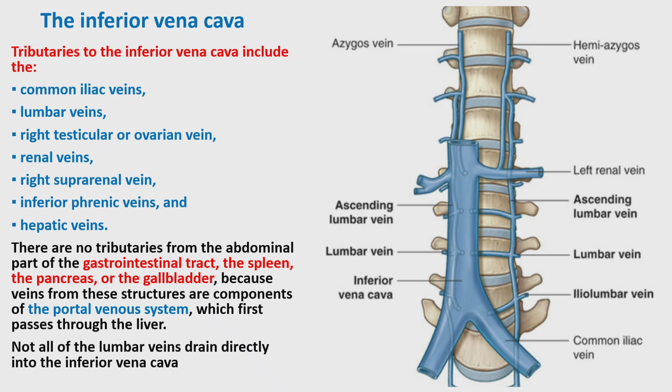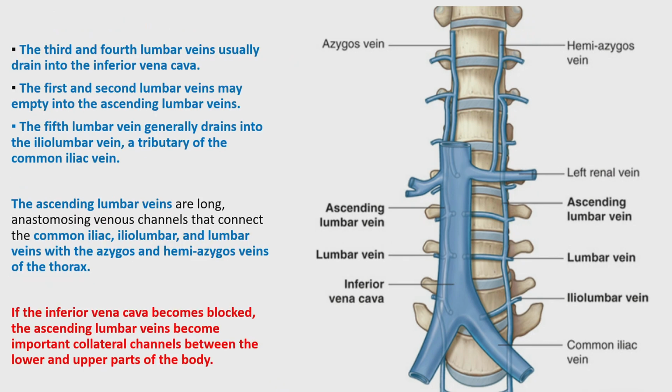So here you can see one of the very important cavo-caval anastomoses: via the lumbar vein to the inferior vena cava, and via the ascending lumbar vein through the azygos system to the superior vena cava. So this is the important cavo-caval anastomosis, which again we are going to mention.